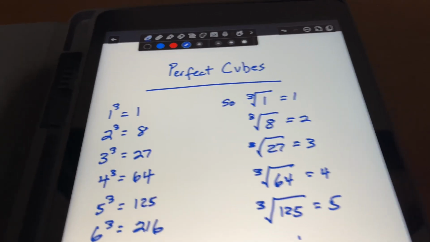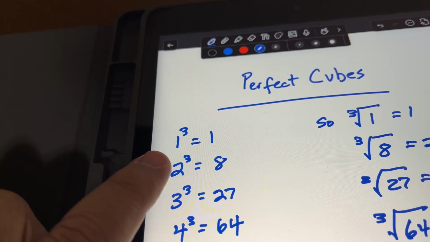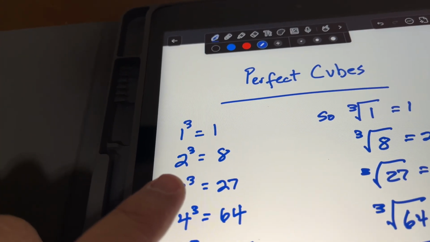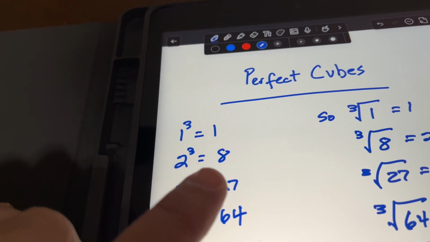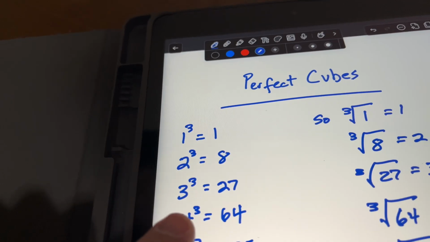Let's talk about perfect cubes. So 1 to the third power means 1 times 1 times 1, and that's 1. 2 to the third power means 2 times 2 times 2, so that's 8. So 2 times 2 is 4, and 4 times 2 is 8. That's how we got that.